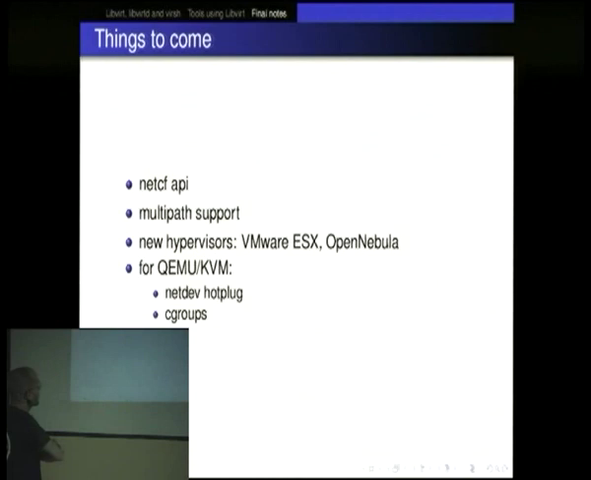And there will be multipath support in one of the coming versions. There will be support for new hypervisors: VMware ESX, if anybody cares, and OpenNebula, which is actually quite interesting because this is just an interface into your OpenNebula cloud. And for QEMU/KVM, there were some features missing, like net device hot plugging, and this will be added, and there will be some enhanced security using cgroups in the next version.